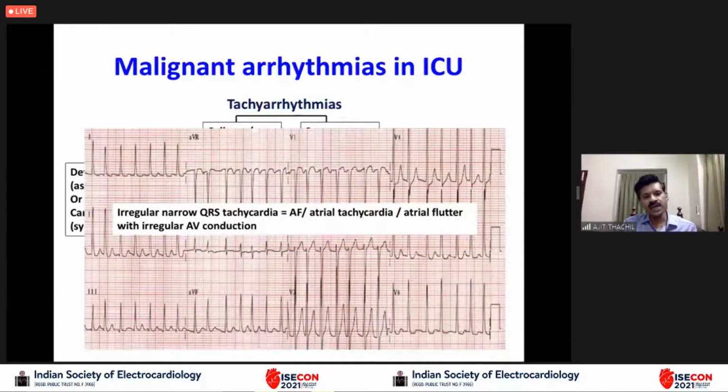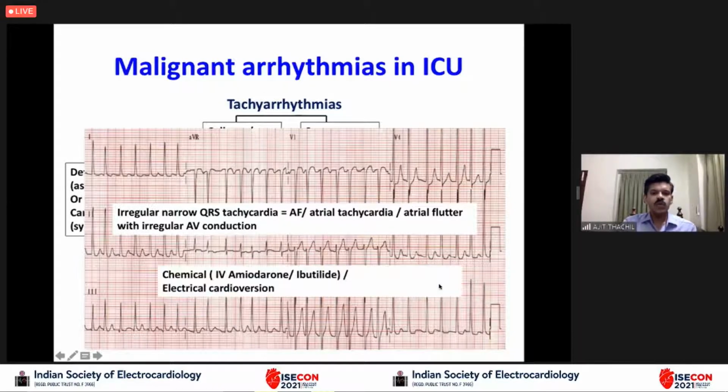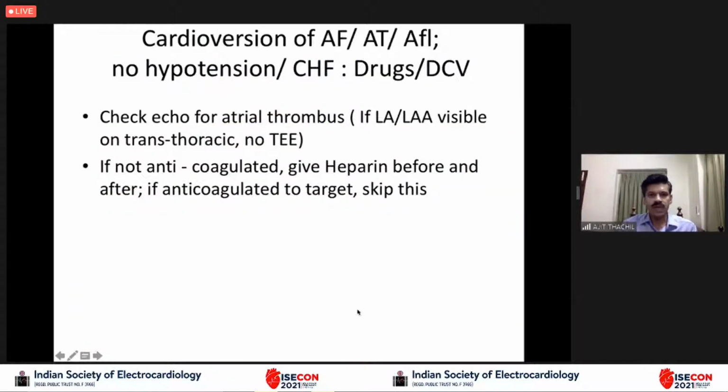What if you have an irregular narrow QRS tachycardia? There are only three diagnoses: atrial fibrillation, atrial tachycardia, or atrial flutter with irregular AV conduction. We have two options: chemical cardioversion or electrical cardioversion. For chemical cardioversion, we have amiodarone and Ibutilide. When do you use either? Well, if there is no hypotension or heart failure, we could go for either chemical cardioversion or electrical cardioversion.